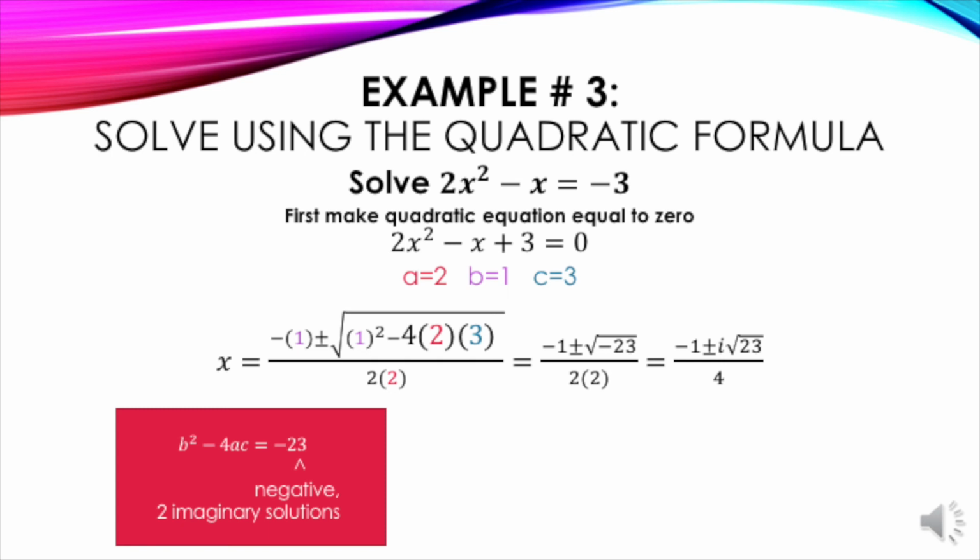Then we plug it in to our discriminant. Notice the box below. B squared minus 4ac equals negative 23. What does that mean? It's negative. That means we have two imaginary solutions.